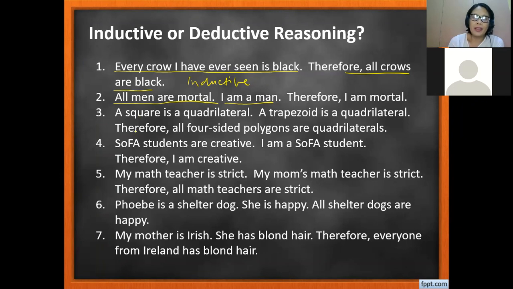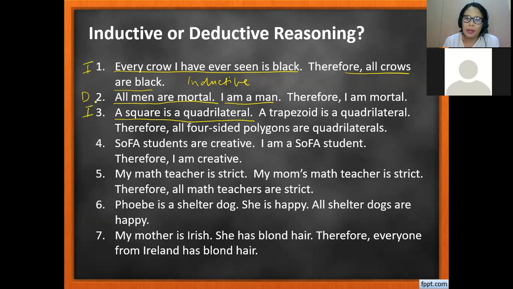Number three: a square is a quadrilateral. We cited an example, which is a square. A trapezoid is a quadrilateral. Therefore, all four-sided polygons are quadrilaterals. So what is this? Inductive. So how about number three, guys? Inductive po. Correct. So it's inductive.